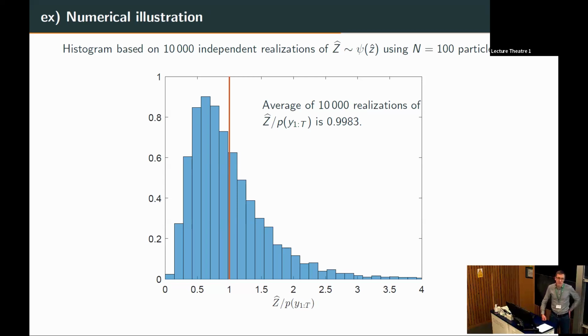So we can indeed confirm or support this claim that it's an unbiased estimate, because if I look at the mean of the ratio between the estimator and the true value, it's very close to 1. But we can also see that there's a fair bit of spread in this histogram. So even in this simple case, we can get likelihood values that are off by a factor of 2 with fairly high probabilities. Just as an observation.